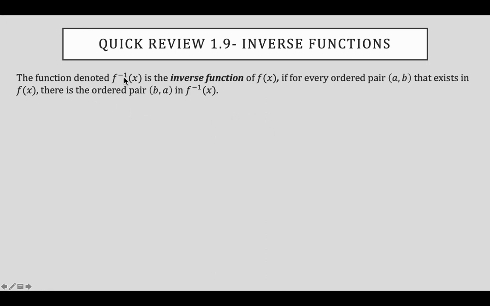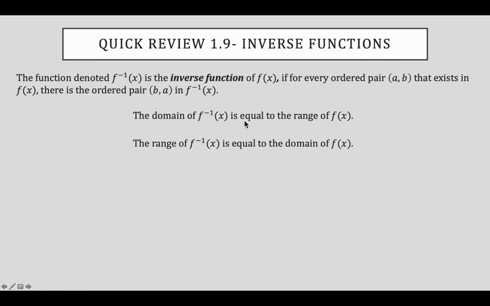The function denoted f inverse of x is the inverse function of f of x if for every ordered pair a comma b that exists in f of x, there is the ordered pair b comma a in f inverse. In other words, every single ordered pair is flip-flopped. The x values became the y values, and the y values became the x values. This means that the domain of f inverse is equal to the range of f of x, and similarly, the range of f inverse is equal to the domain of f.